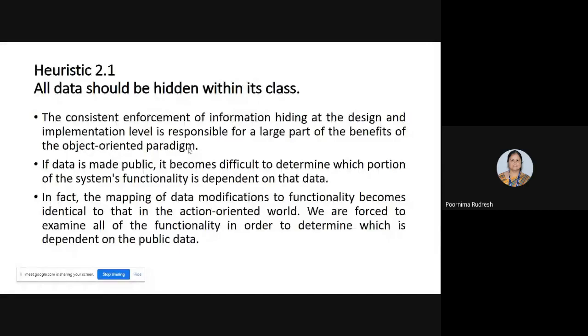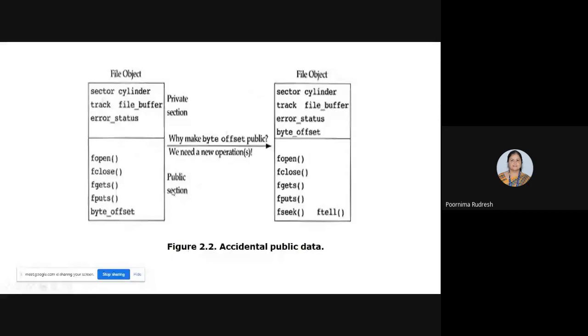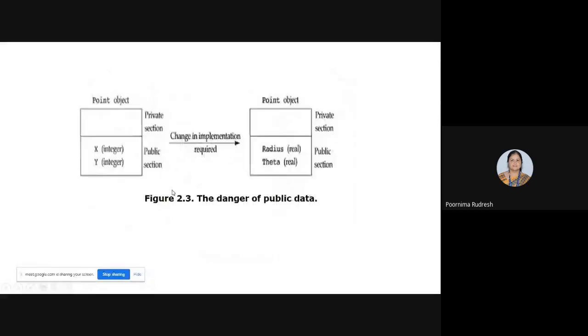So two examples have been given here. One is for file operations, and the second one is for the x and y coordinates that we are treating as public data. Clear? Any doubt here? Any doubt in heuristic 2.1? No, ma'am. Okay, so when you're talking about the heuristics, clear.